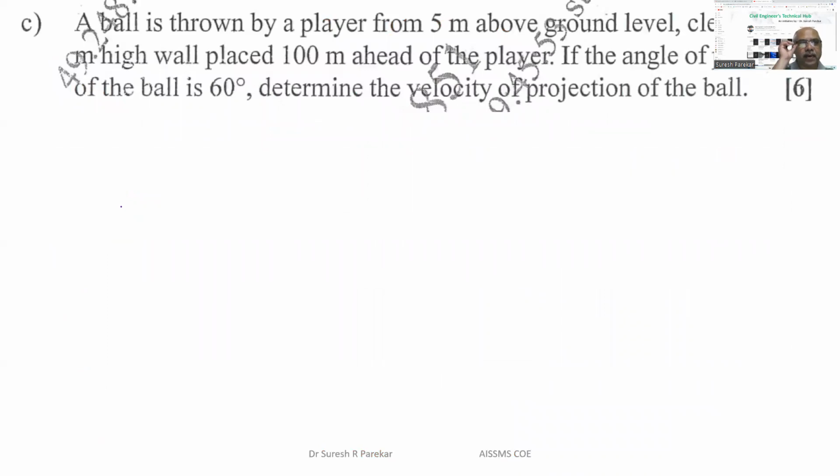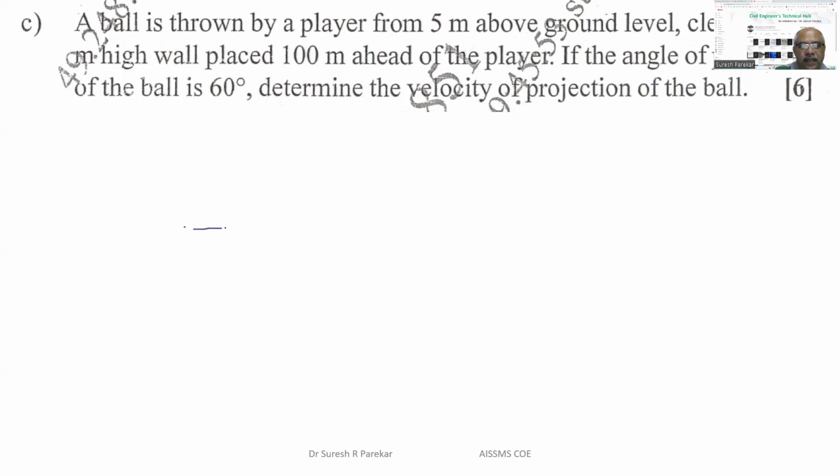Now we have the first problem: a ball is thrown by a player from 5 meters above ground level, clears the 25-meter high wall placed 100 meters ahead of the player. If the angle of projection of the ball is 60 degrees, determine the velocity of projection of the ball. So the problem is simple, but students are going to commit a mistake.